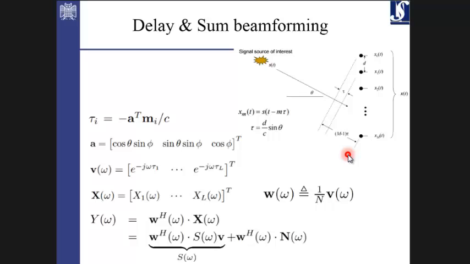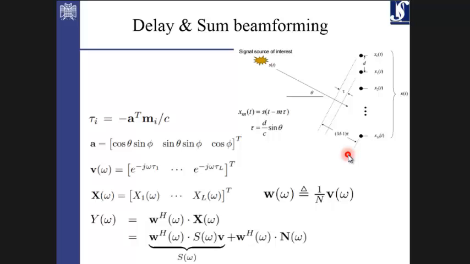Now take it to the Fourier domain. Here you have everything based on time. In the Fourier domain, you would have x of omega. This convolution changes to a multiplication, H times s, and this is a scalar, just the source in omega, plus the noise. So x is Hs plus noise.